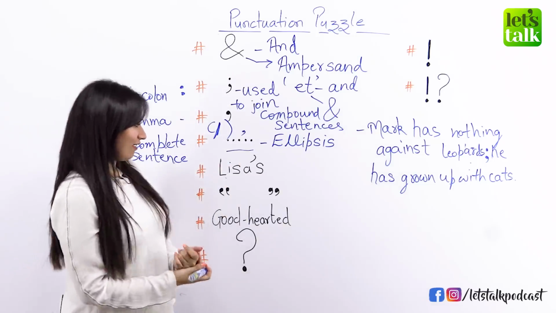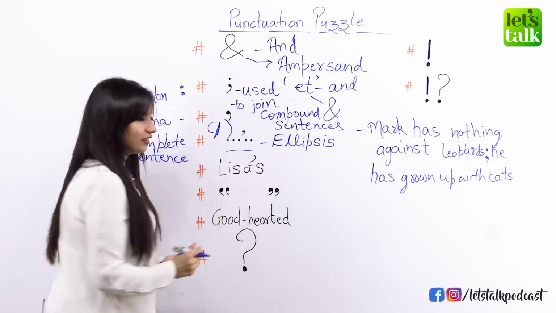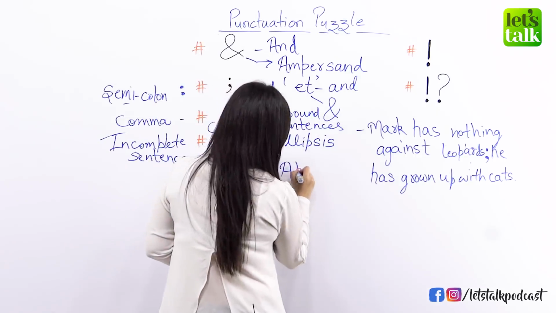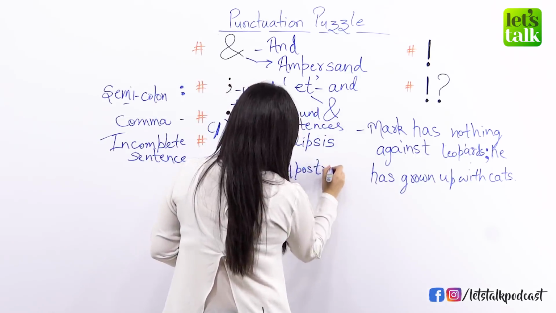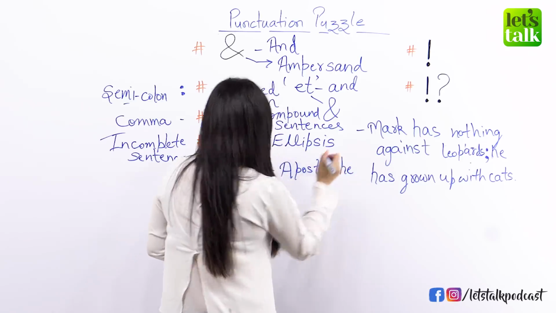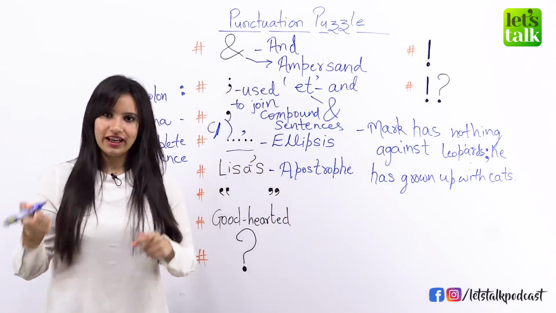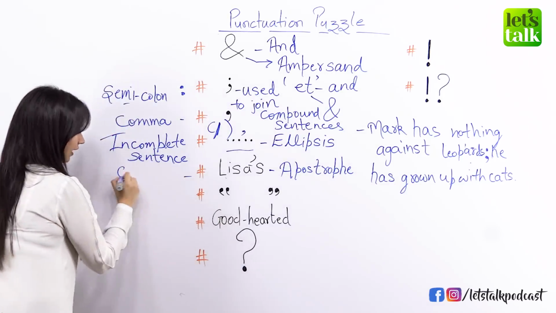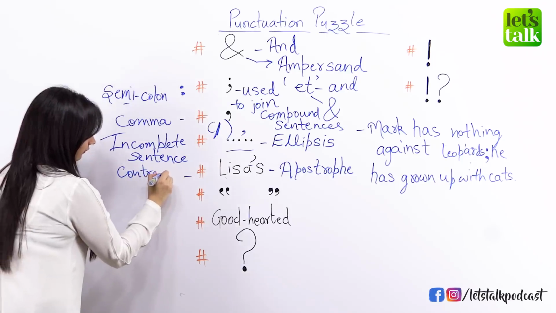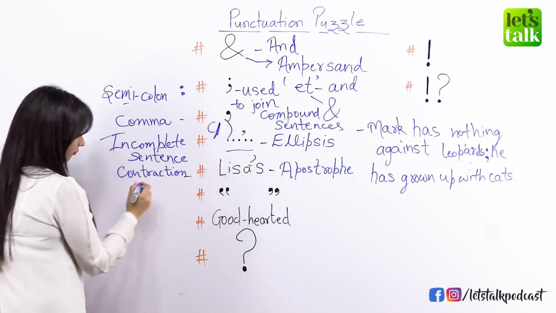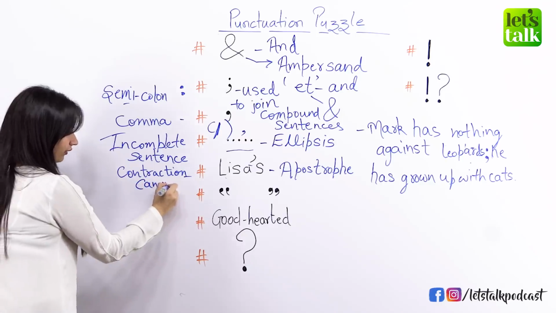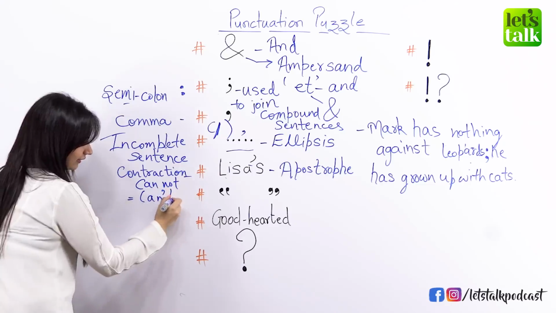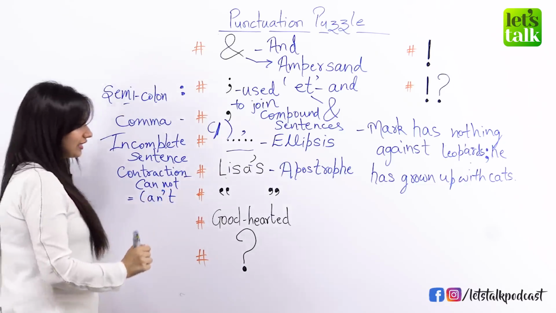The next one that we have is this mark, which is commonly known as apostrophe. So apostrophe has more than one function. First function is it's used as a contraction. So for example, I want to join can with not. It would come together as can't, C-A-N, with an apostrophe T.